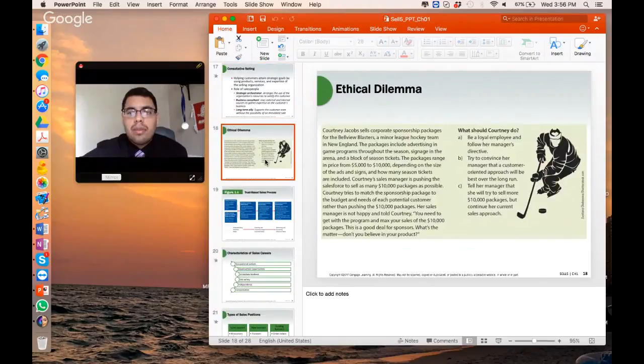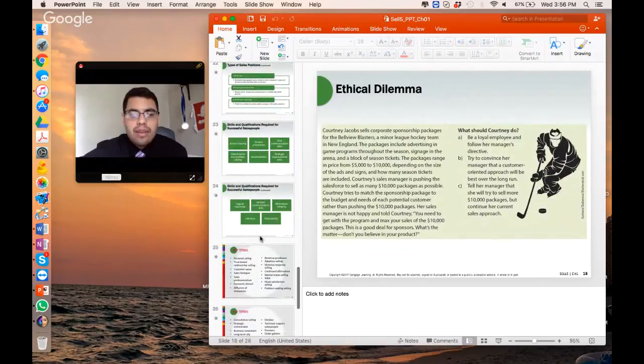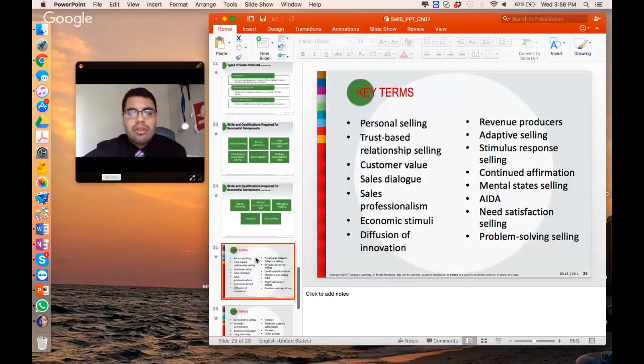And then here's a little bit about ethical dilemmas and such. Let me see what else I should add to this. Actually, let's go straight to the key terms.